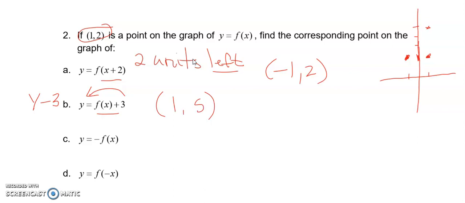Okay, what about part C? Now these last two, by the way, are not translations. These are reflections. Okay, these could have actually been asked in the last section.